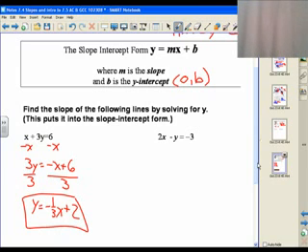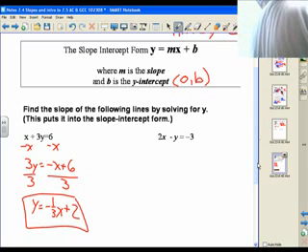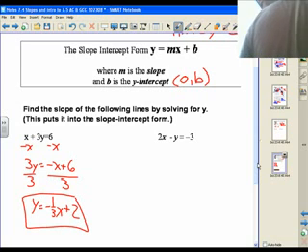Basically, if it's in standard form, you need to put it into slope-intercept form. So you guys try to put this one into slope-intercept form. Don't forget, y has to be positive at the end. So do this one. You're solving so y is alone on the left side.